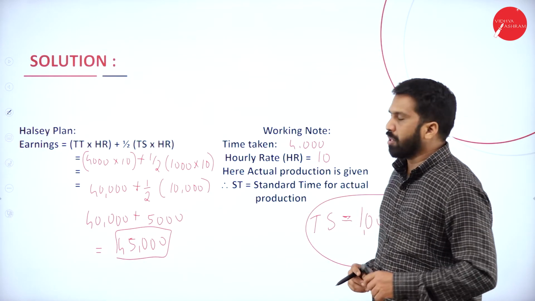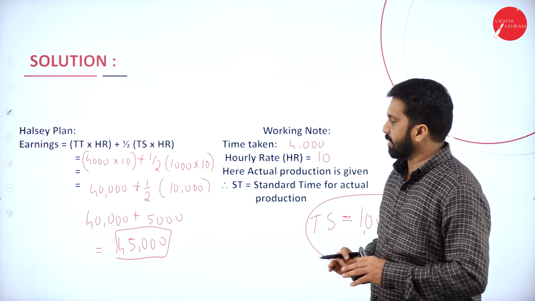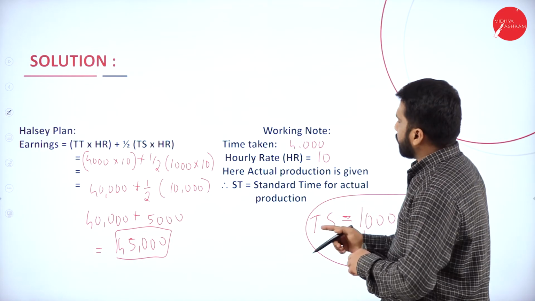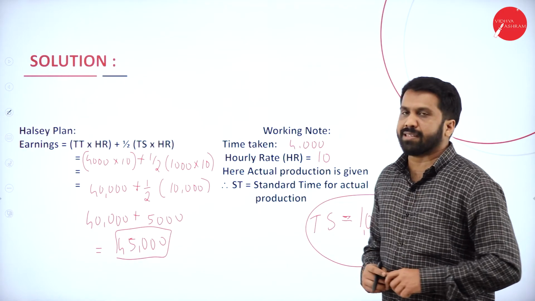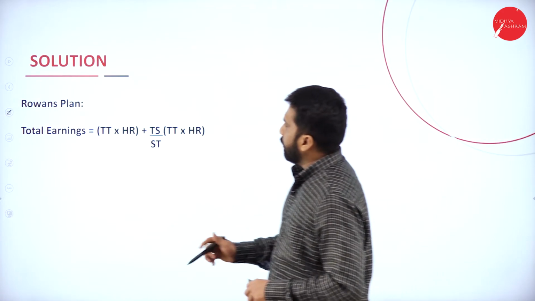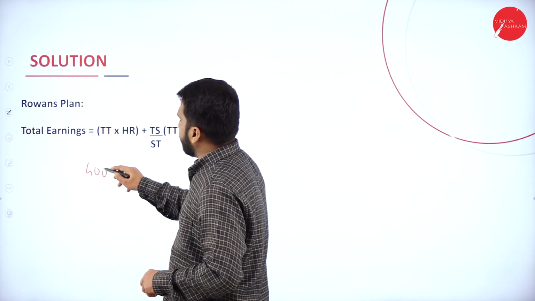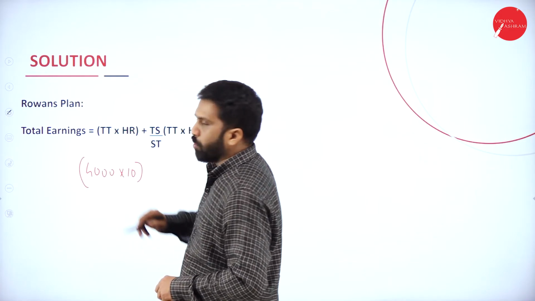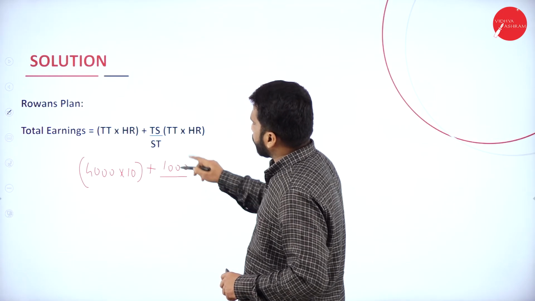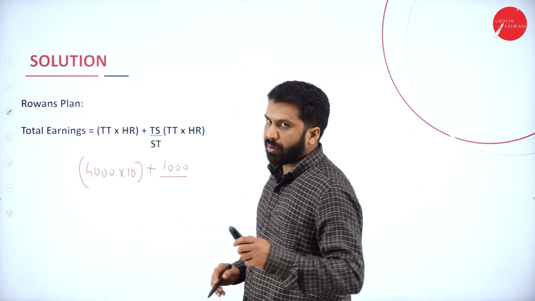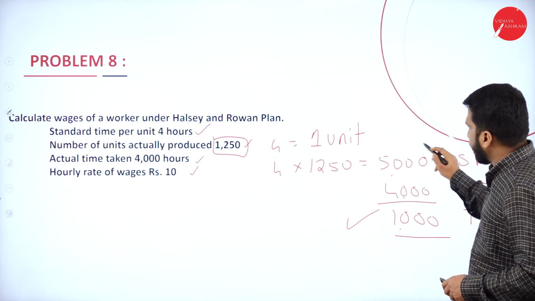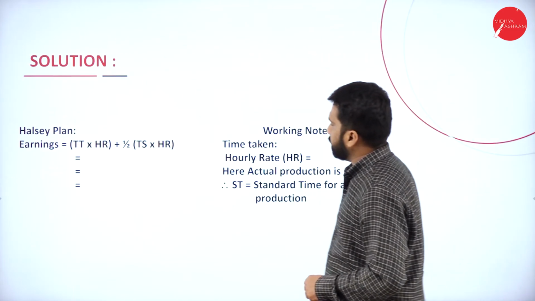So your answer is how much? 45,000. Now I am done with this. So this is your wholesale plan calculation. The same thing will go for your row 1 plan. Now, time taken is 4000. Hourly rate is 10. Time saved is 1000. Standard time, how much standard time? I'll go back to your question. Your standard time as per our calculation is 5000.